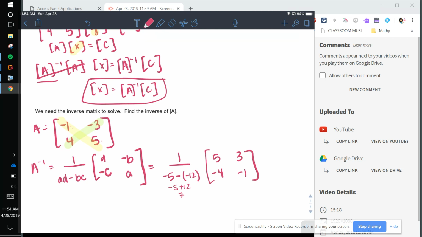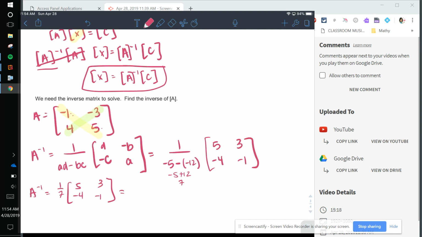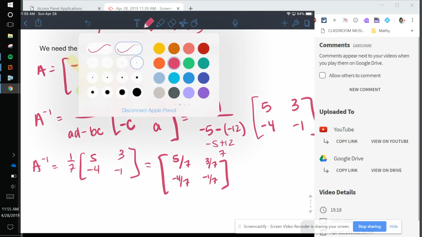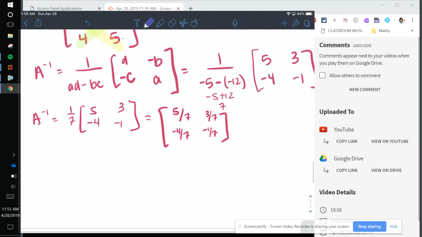So that looks like 1/7. So A inverse is equal to 1 over 7 times 5, 3, -4, and -1, which is fractions. Cool. 5 over 7, -4 over 7, 3 over 7, and -1/7. Your calculator will store these as decimals, but that's okay. It doesn't matter, they're the same.